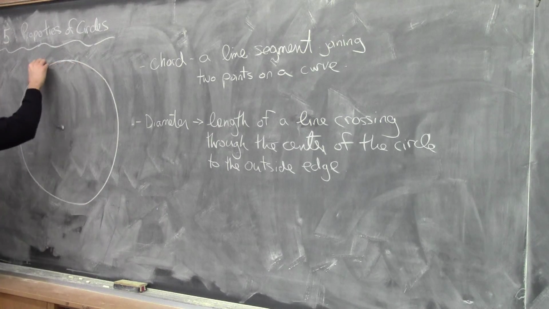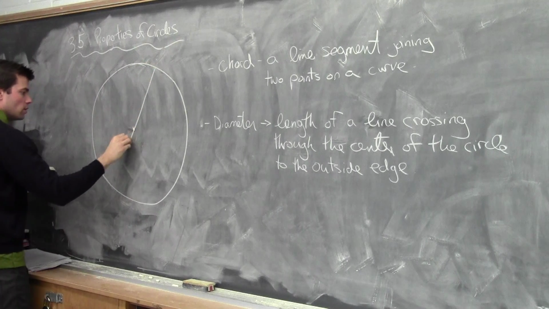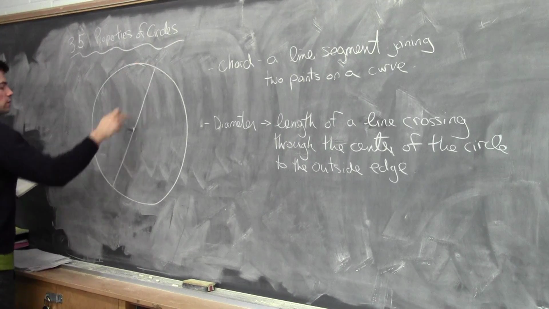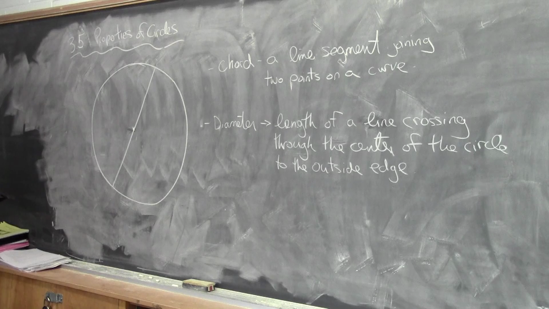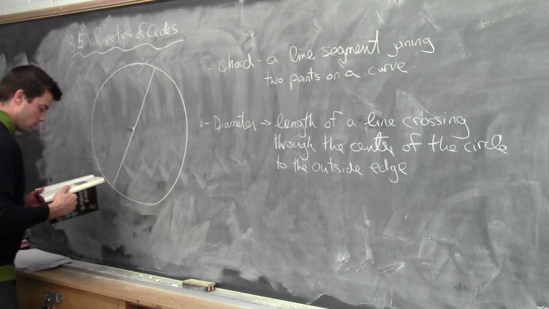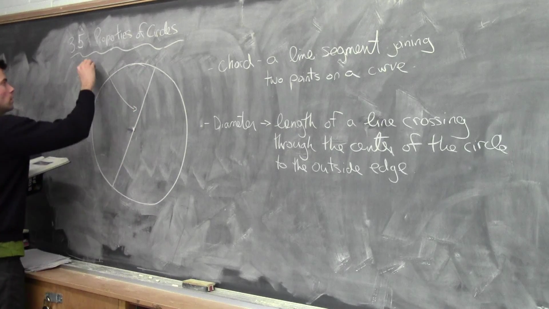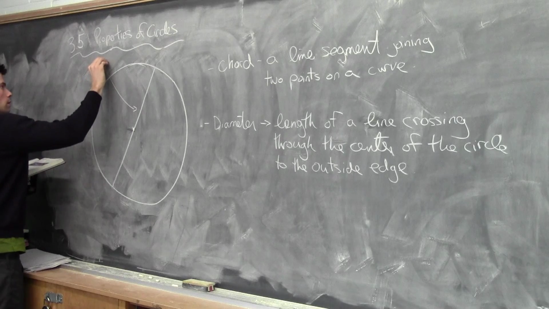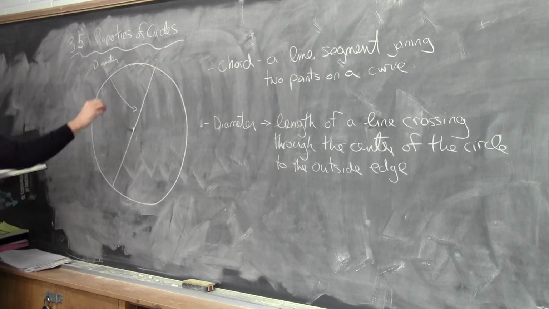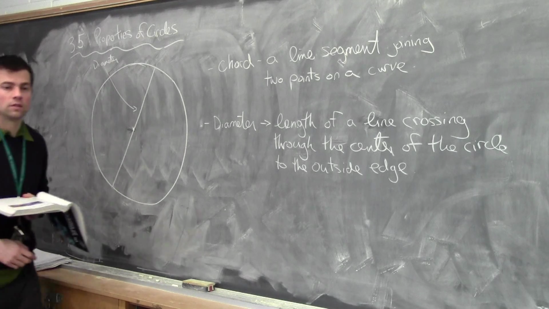All right, so this would be a diameter. It's a line crossing through the center of the circle, going from one edge to another. This would be a diameter. It doesn't have to be straight up and down or across.